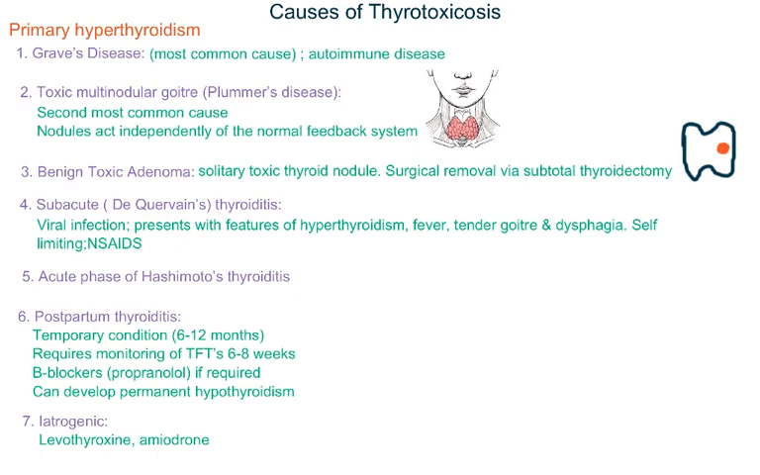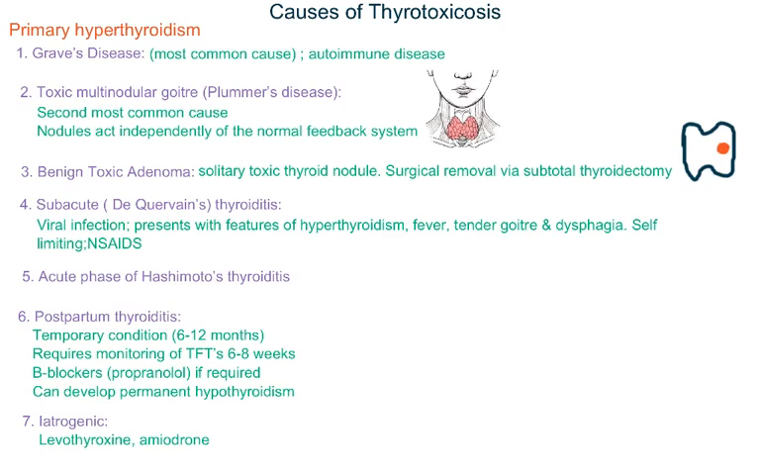The second most common cause is toxic multinodular goiter. It is also called plumber's disease. In this disease, multiple nodules develop in the thyroid gland. These nodules act independently from the normal feedback mechanism and produce thyroid hormones continuously. Next is benign toxic adenoma, which is a solitary nodule that produces excessive thyroid hormones. Its treatment is to remove it surgically via subtotal thyroidectomy.